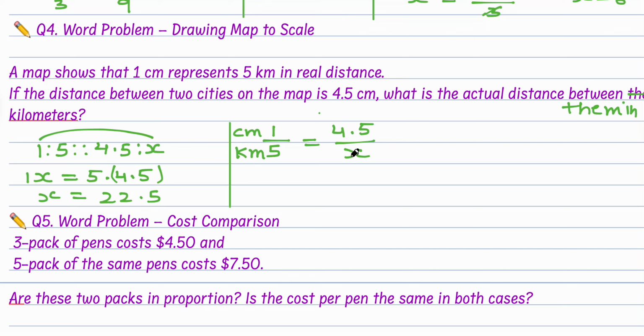Now again our variable is in the denominator, so we can reciprocate both the sides. So 5 by 1 is actually 5 itself, is equal to x over 4.5. Now by multiplying by 4.5 on both sides, 5 times 4.5. See, we are at the same result, no difference. So x is equal to 22.5 kilometer, because x is kilometer, so we have to write the unit also. So if 1 centimeter represents 5 kilometer, 4.5 centimeter will represent 22.5 kilometer.